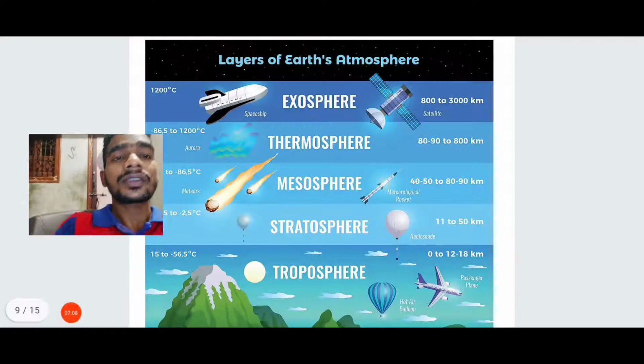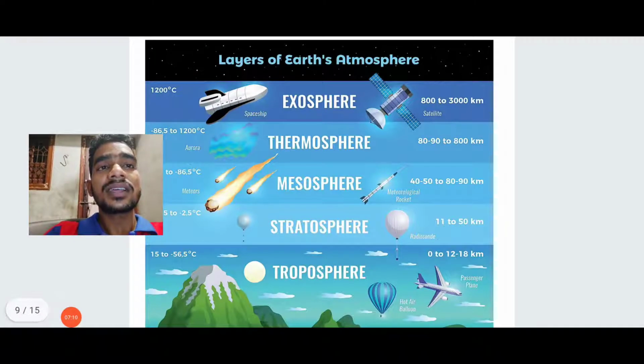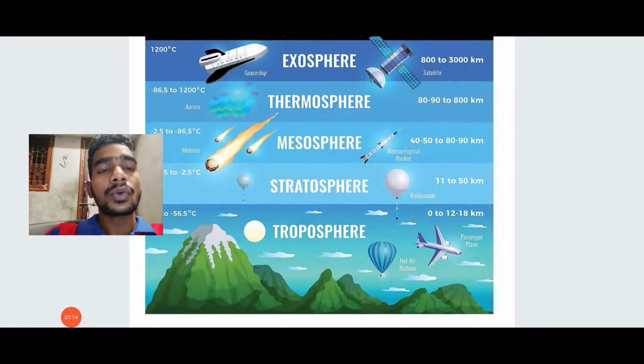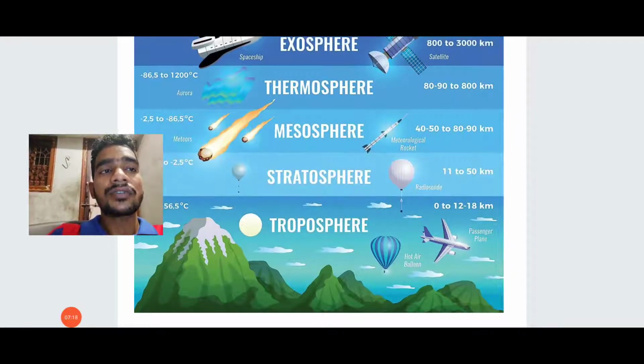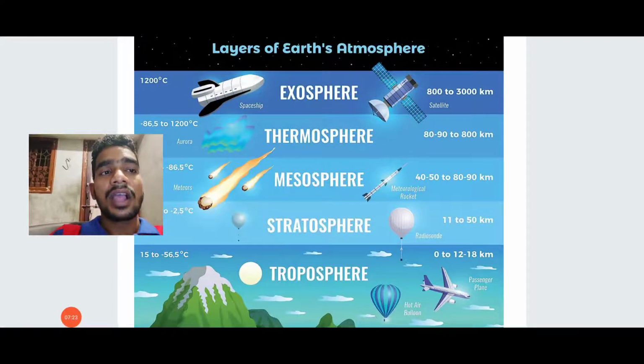So you can see in this picture there is a depiction of the layers of Earth's atmosphere. You can see the troposphere. After the troposphere, there is the stratosphere, from 11 to 50 km from the Earth's surface. After the stratosphere, there is the mesosphere. You can see there is a meteorological rocket, and meteors also come in this mesosphere.